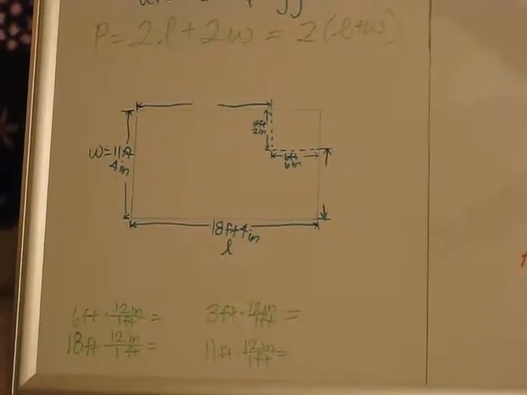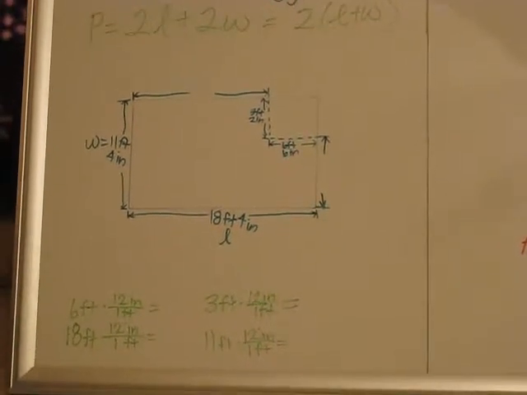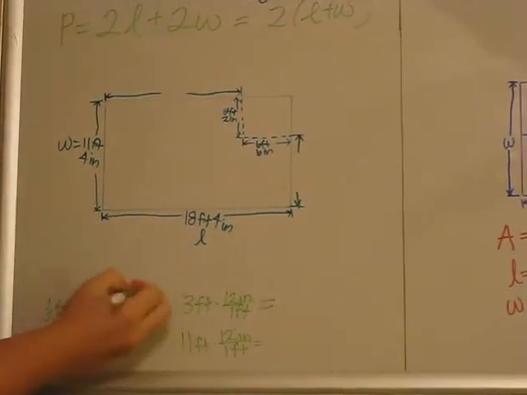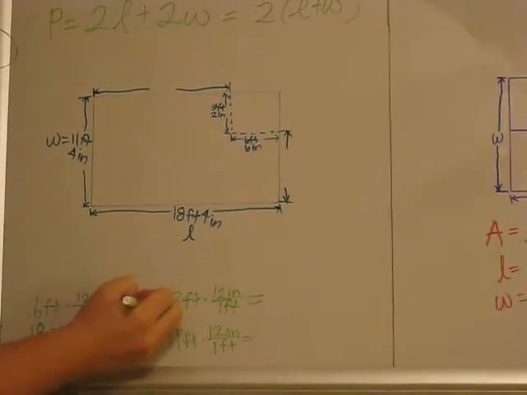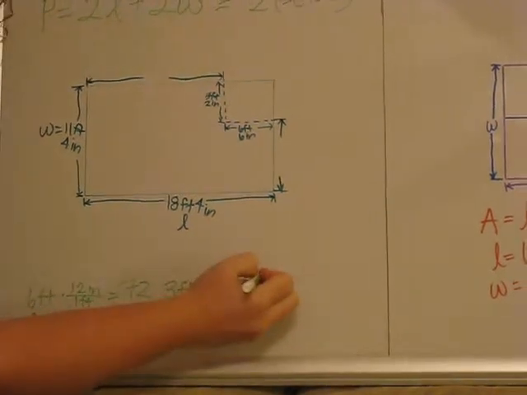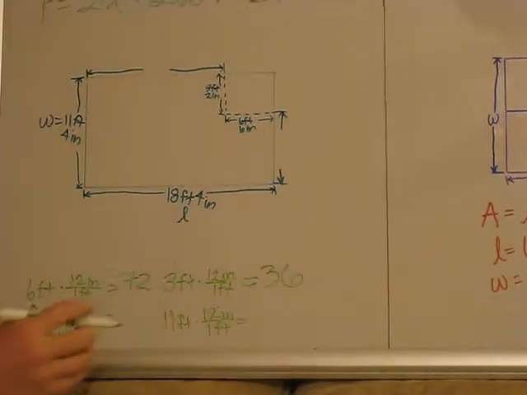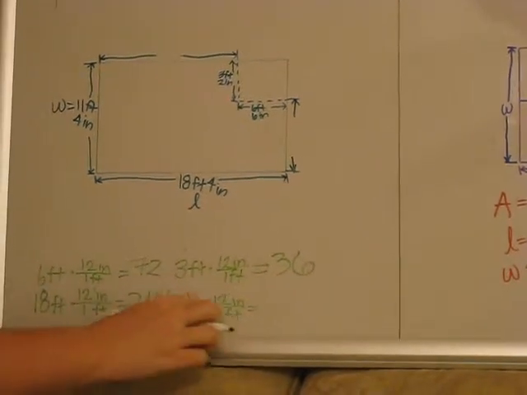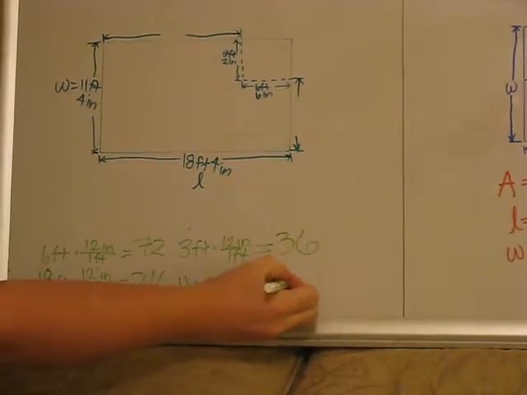Now that we have our measurements, we are going to convert them all into inches. That way they're all the same. So 6 times 12 is 72. 3 times 12 is 36. 18 times 12 is 216. And 11 times 12 is 132.